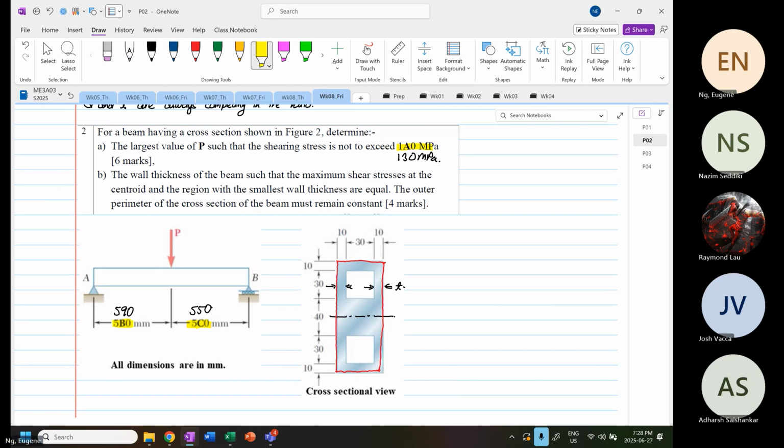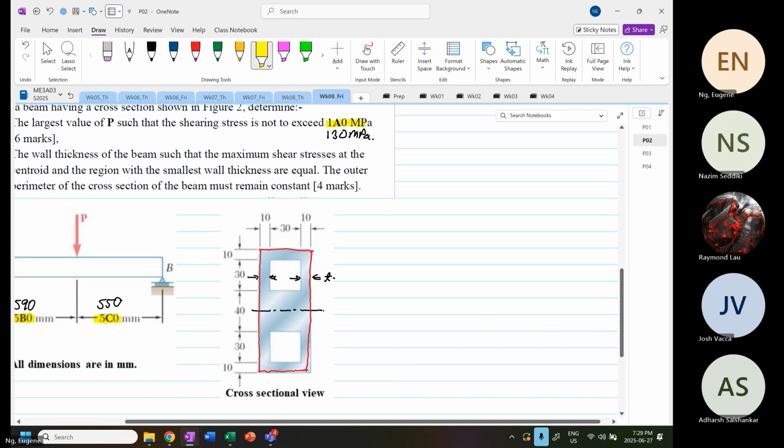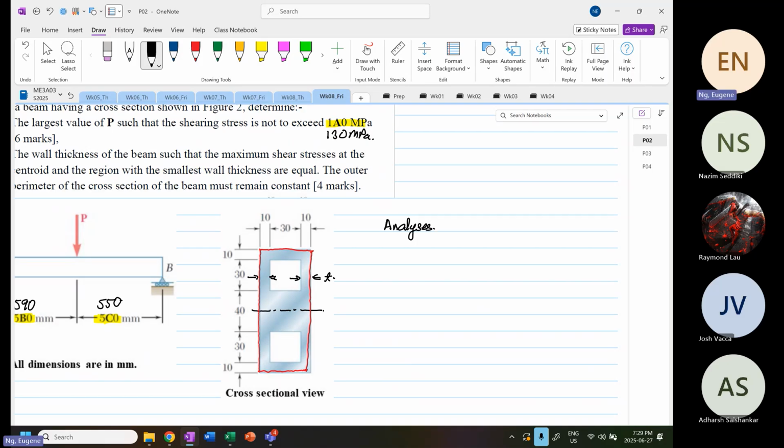So by looking at this, before we do anything, we have to do some analysis first. The thing we ask ourselves is: where does tau max occur? Where does tau max occur?